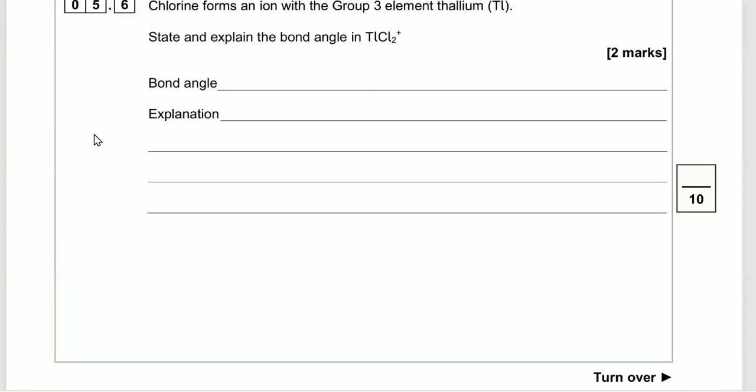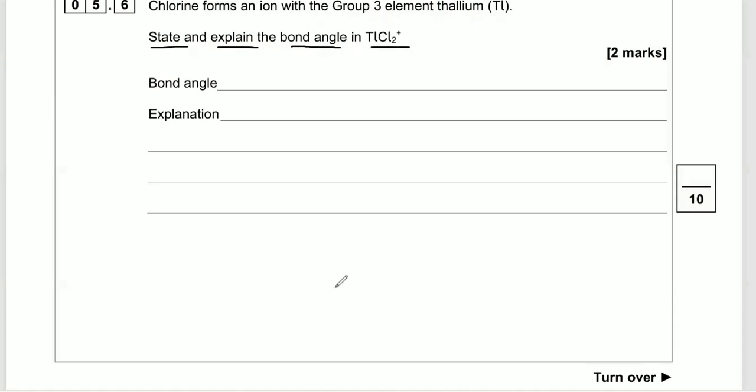Let's zing down. 5.6 is the last part of the question. Chlorine forms an ion with the group 3 element thallium. State and explain the bond angle. So it's 2 marks. They don't say anything about shape here. They say state and explain. So they want the bond angle, 1 mark, and then an explanation of the bond angle.